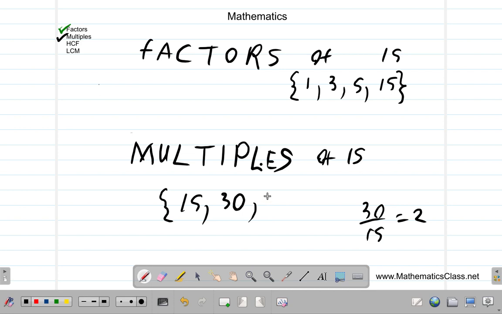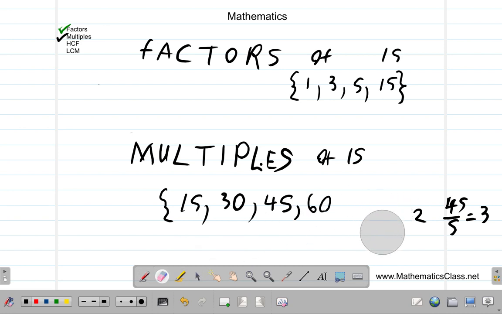Next one, 45. Why? Because 15 can divide into 45. You get your answer. No remainder. Next, 60. But remember, it goes on and on. There is no end to the number of multiples. So you see that? So those are factors and multiples.